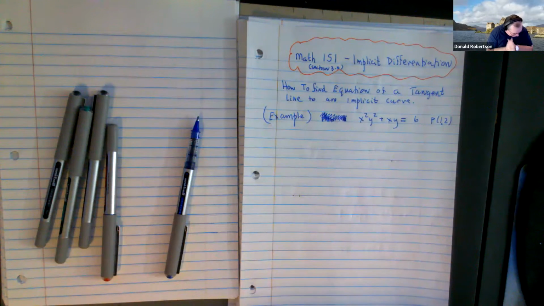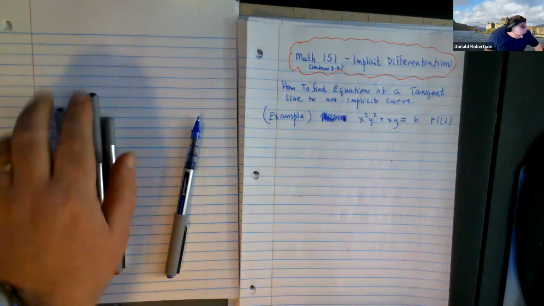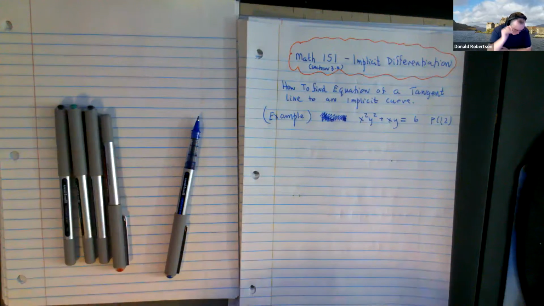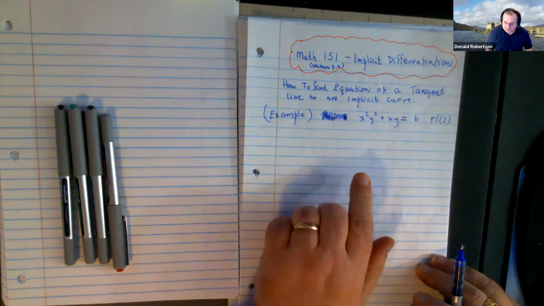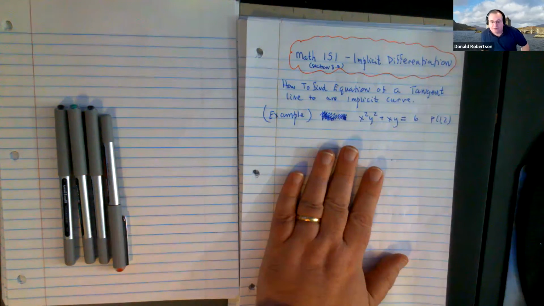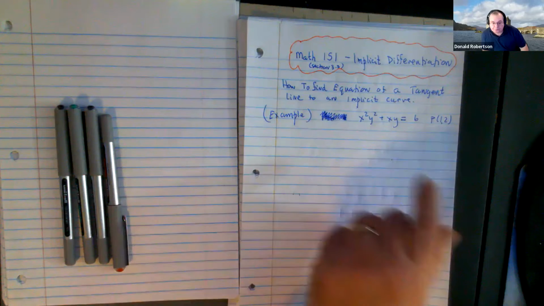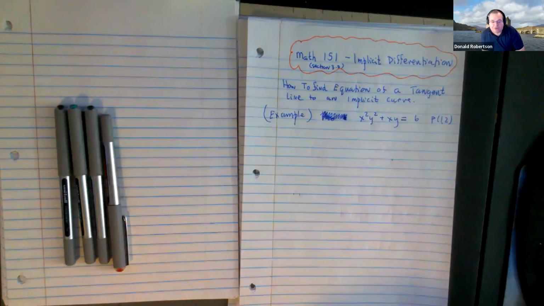I want to spend a little bit of time at the end talking about your midterm one last time. The more times we talk about it, the fewer problems we'll have on the day, I hope. But the last topic I want to do is implicit differentiation, finding the equation of a tangent line.